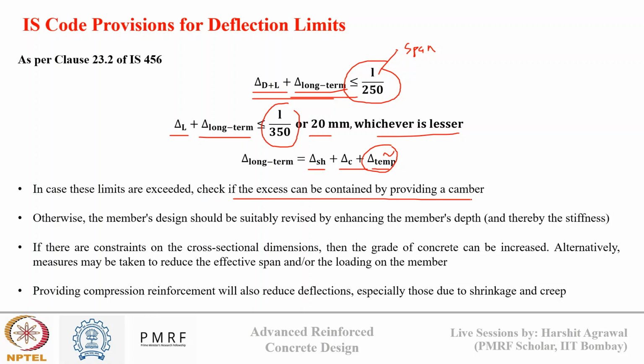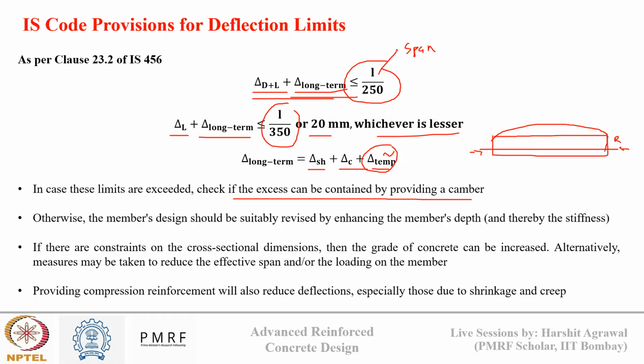Now, what is a camber? Basically, camber is an upward deflection that is created in a pre-stressed concrete by applying certain pre-stressing force in the steel strands. Suppose this is my reinforced concrete beam. It is loaded with pre-stressed rebars. So in this rebar, we apply some pre-stressing load such that this beam deflects upward.